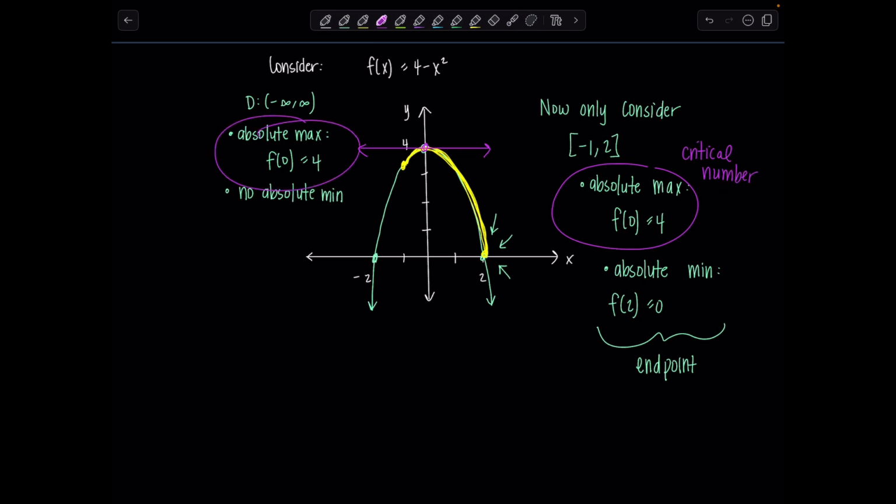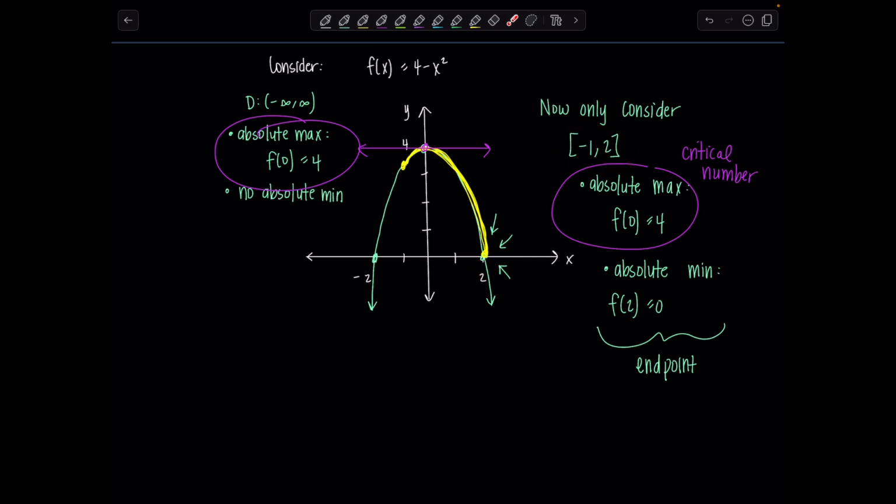So that's why, remember the process I showed you when finding absolute extrema? When you have a continuous function on a closed interval, you look at all the critical numbers and the endpoints, and from there you'll find your absolute min and absolute max, because both are necessary. This endpoint here is not a critical number, right?